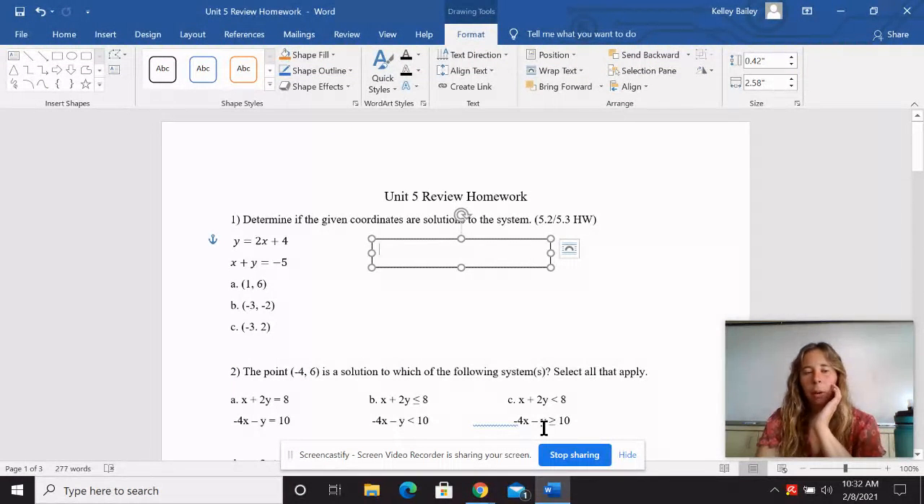Let's do it. Okay, number 1, determine if the given coordinates are a solution to the system. So we did this a lot in 5.2 and 5.3.